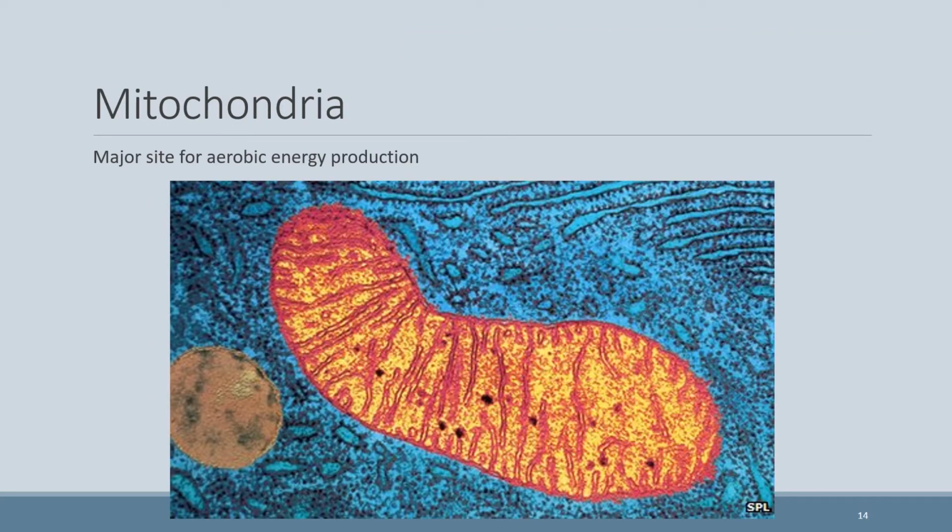Okay, the mitochondria is our major site for aerobic energy production. So it kind of looks like a mandarin orange within the cell, but within the mitochondria itself, we're going to have various processes occurring related to metabolism. And we'll actually spend a great amount of detail in this course talking about where specifically in the mitochondria the aerobic energy production will actually occur.